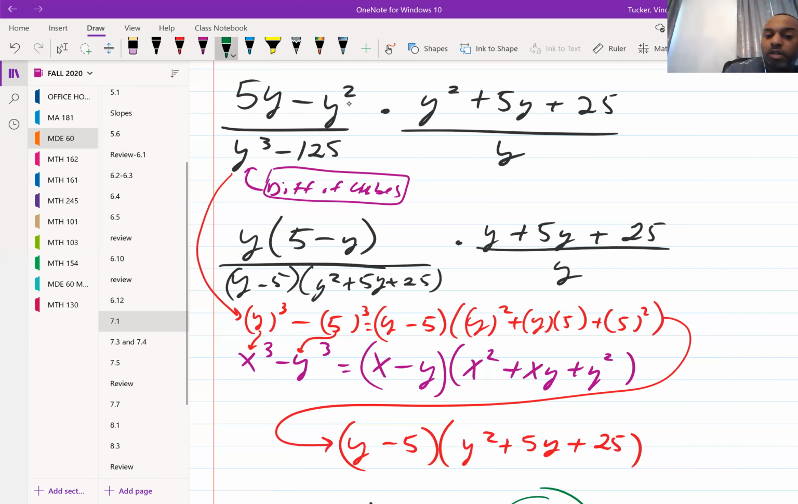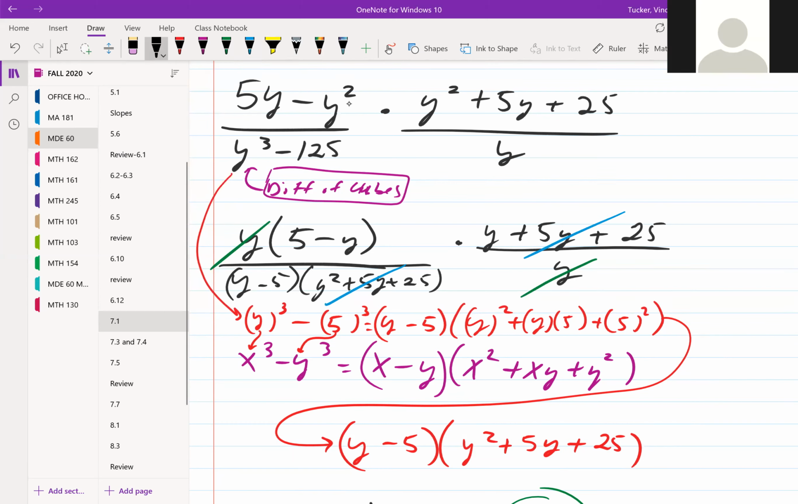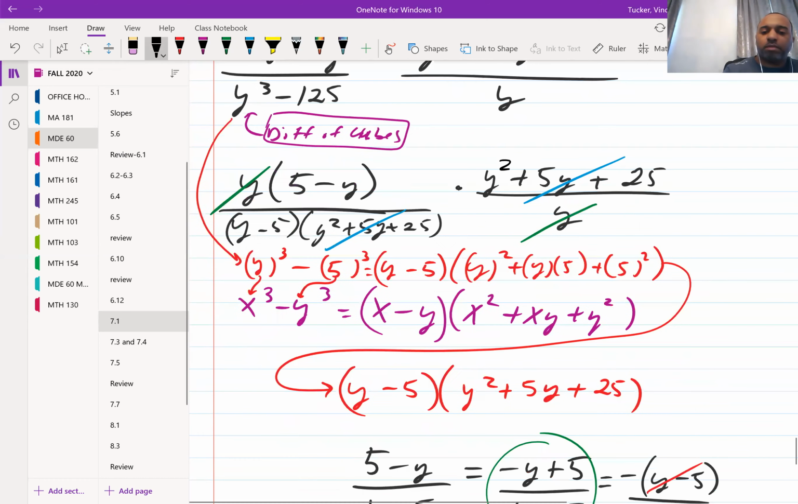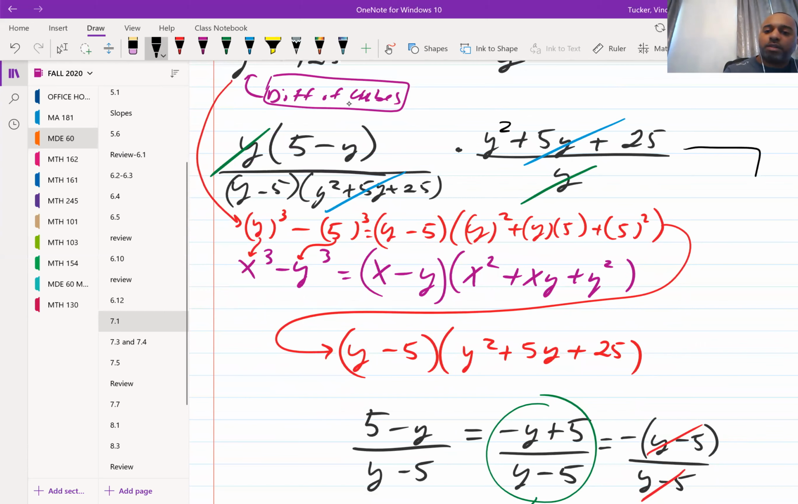All right. So now we're going to look at what's in common. So this y can cancel out with this y here. This whole quantity of y squared plus 5y plus 25 will cancel out with this one. And it should be a square, I left out the square here: y squared plus 5y plus 25. And canceling that out brings me here.